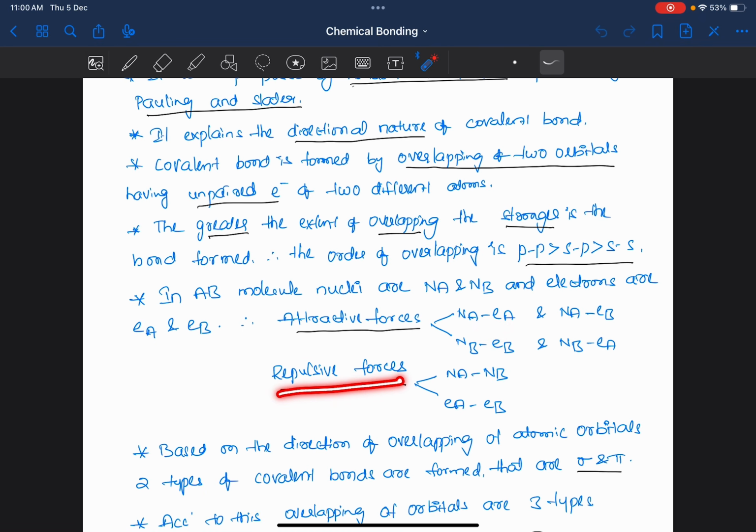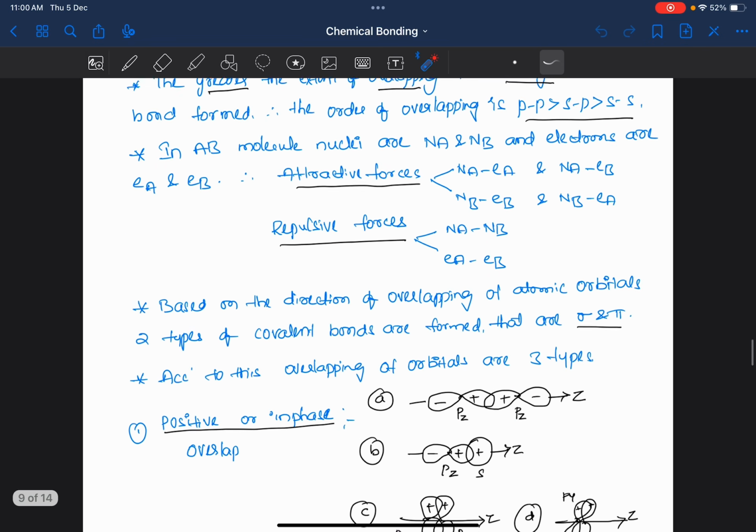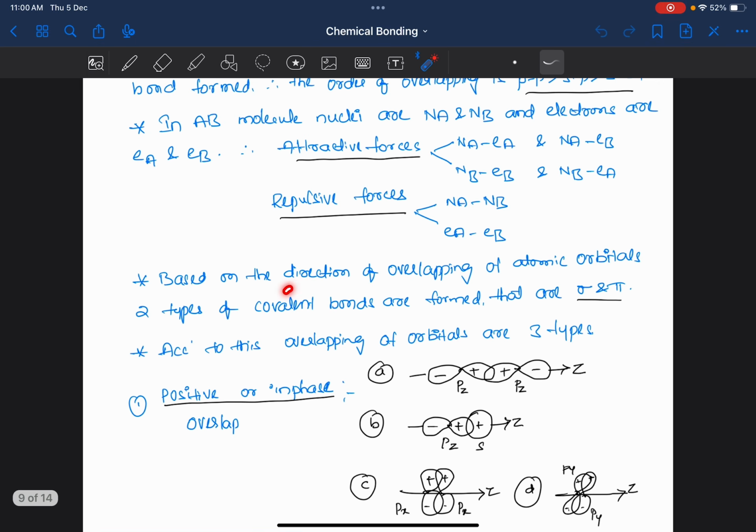Next, repulsive forces. Repulsive forces generally occur between similarly charged particles. One type of repulsive force is Na and Nb, and the other type is Ea and Eb. So there are only two types of repulsive forces. Based on the direction of overlapping of atomic orbitals, two types of covalent bonds are formed, sigma and pi. I explained these sigma and pi bonds in the last class.